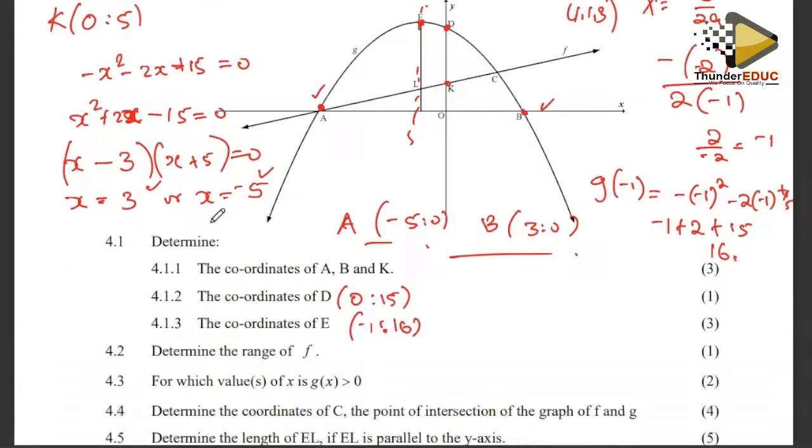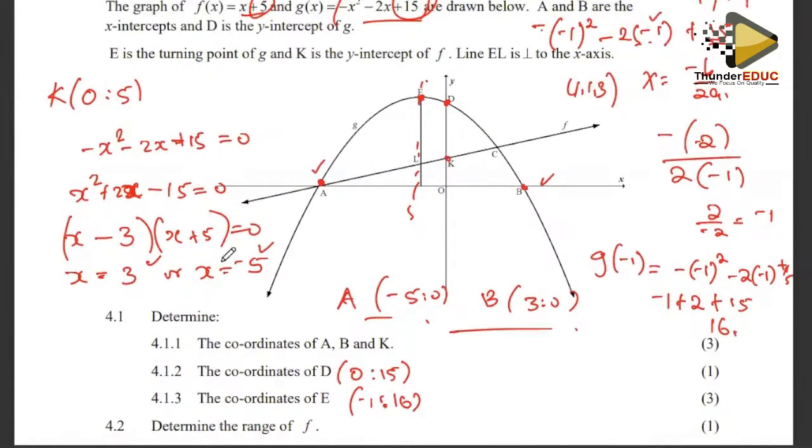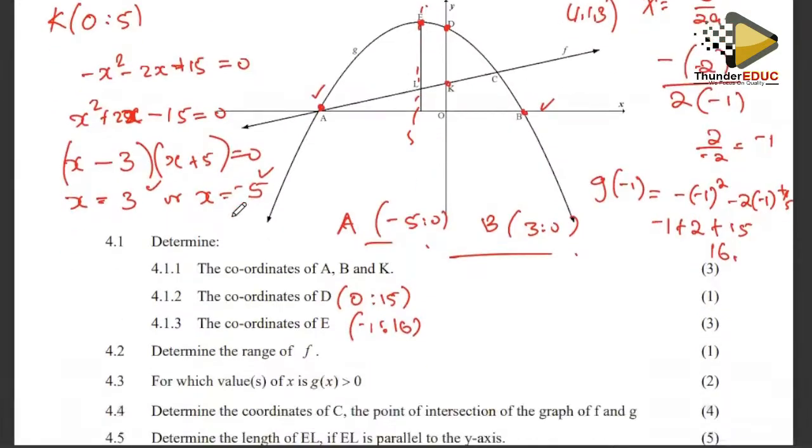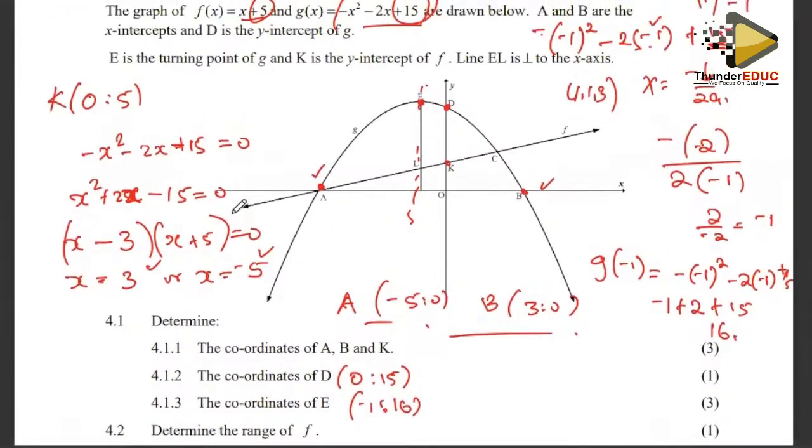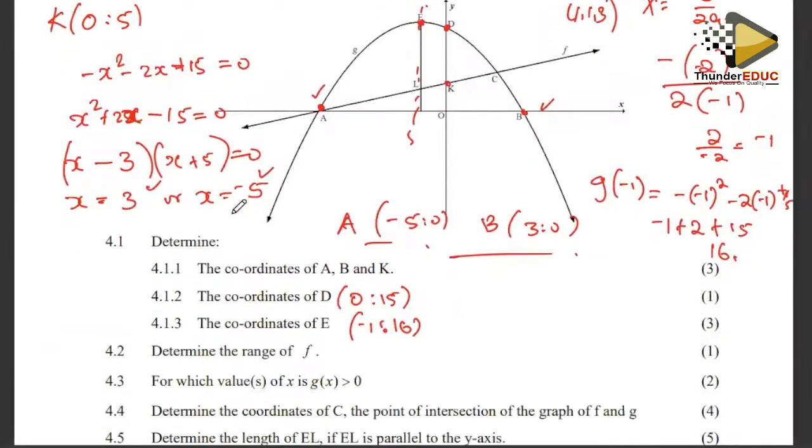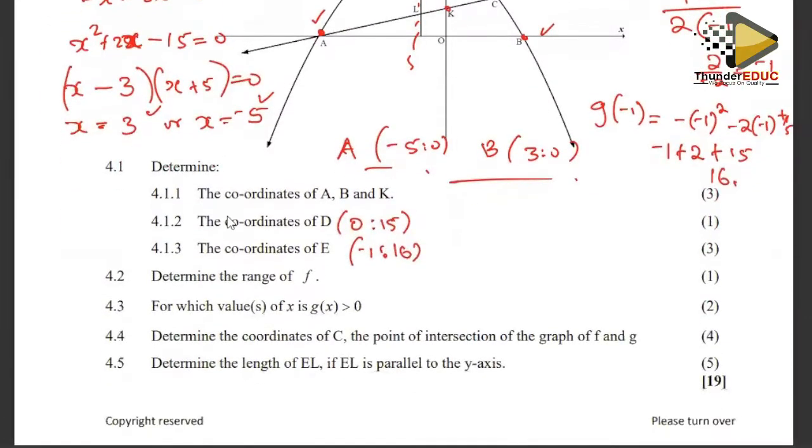Then they want us to get the range of f. Remember, f is a straight line. They never gave us any restrictions on the input or domain, meaning that y should be an element of the real numbers. That is enough. y is an element of the real numbers.